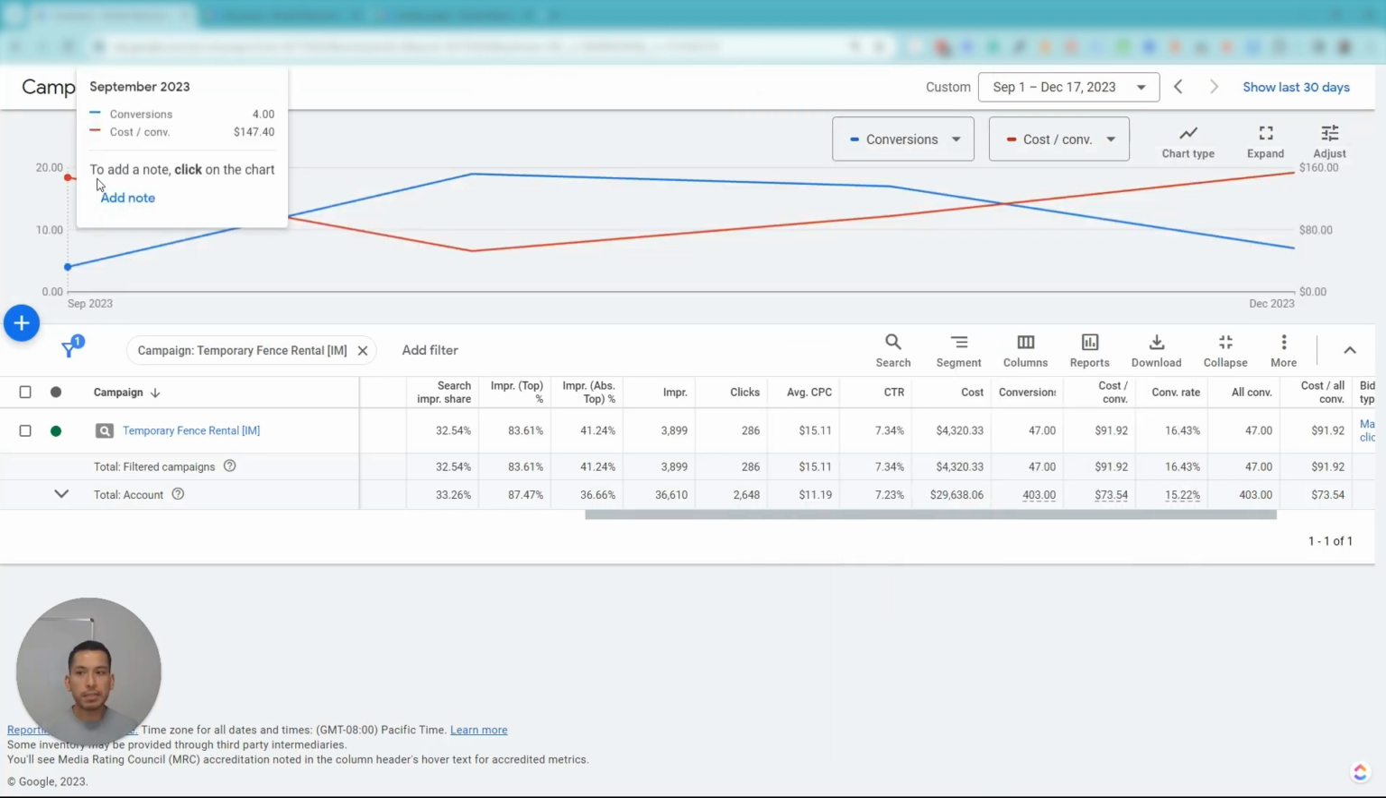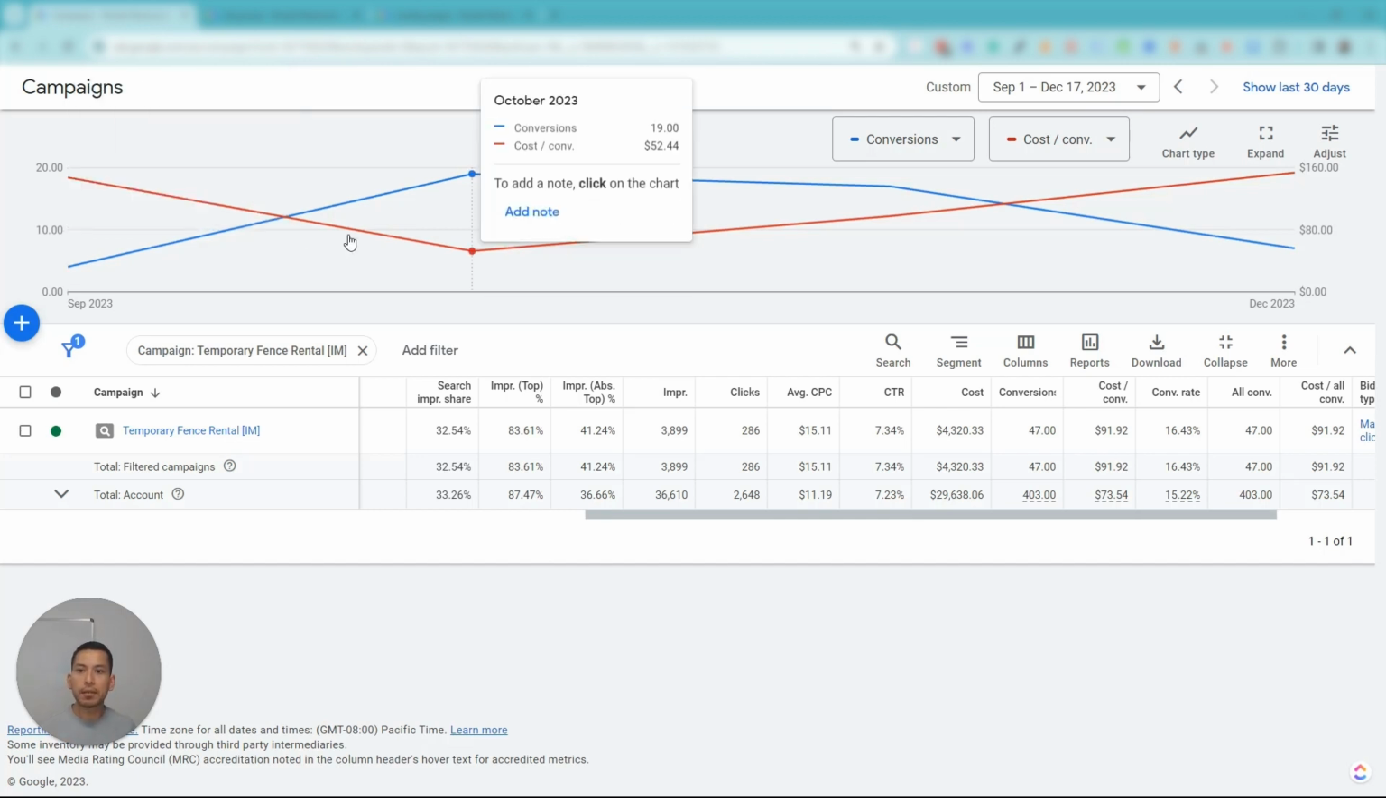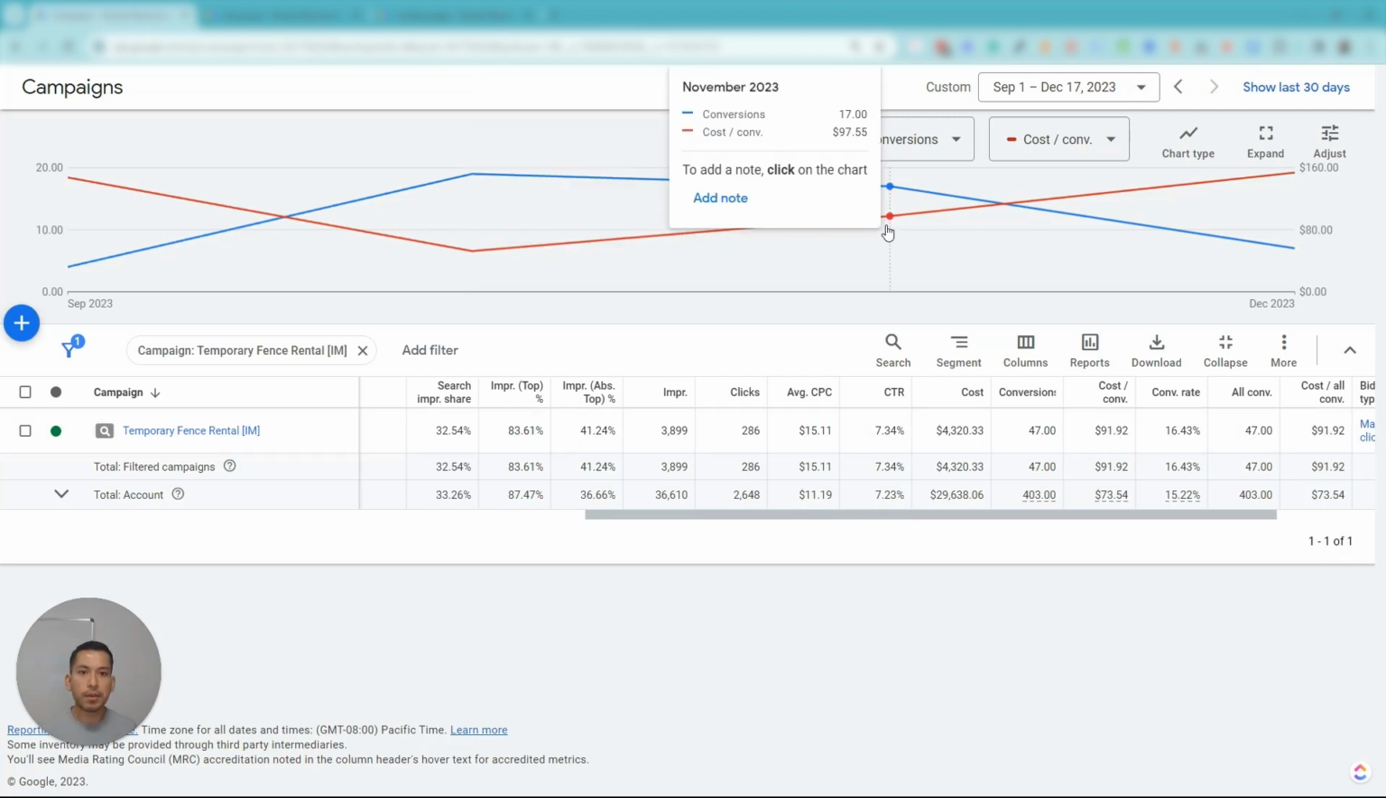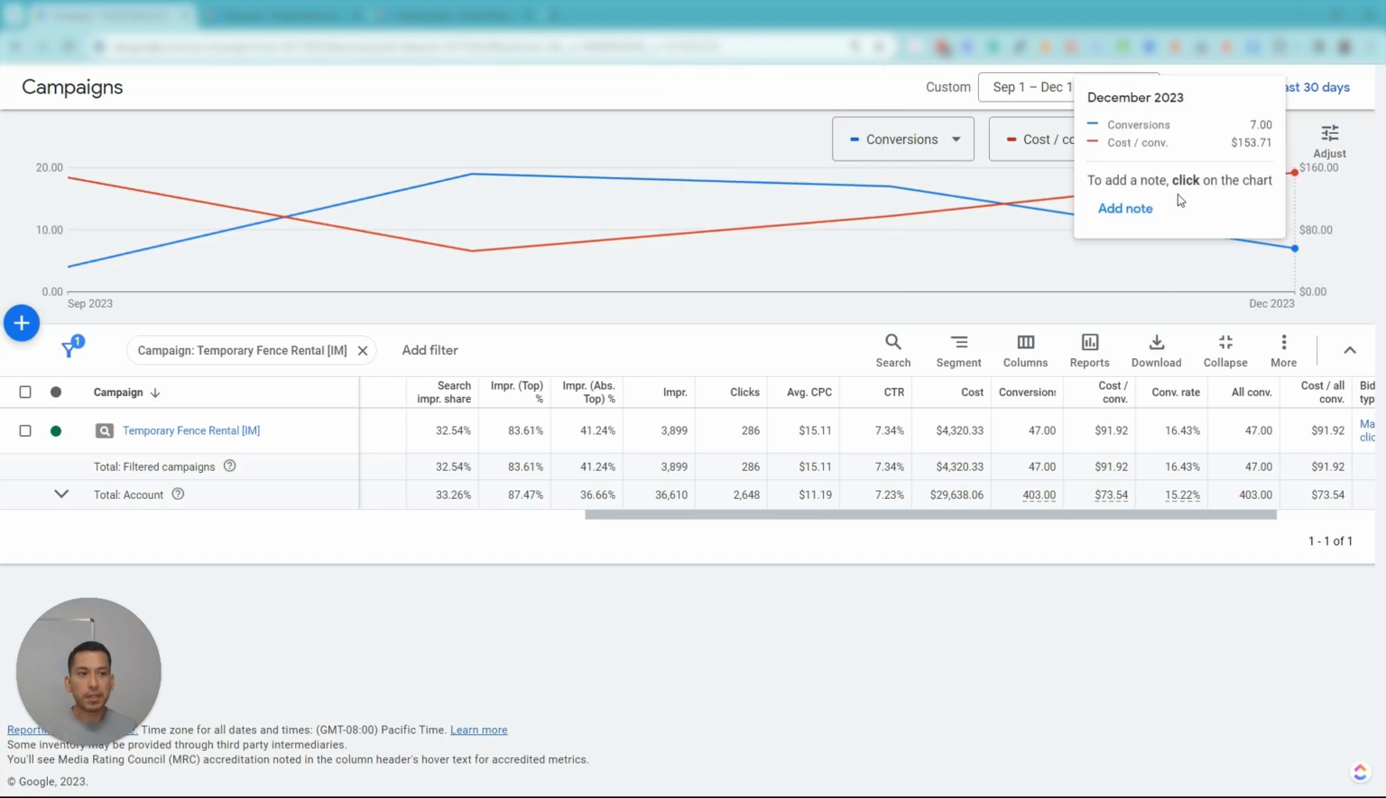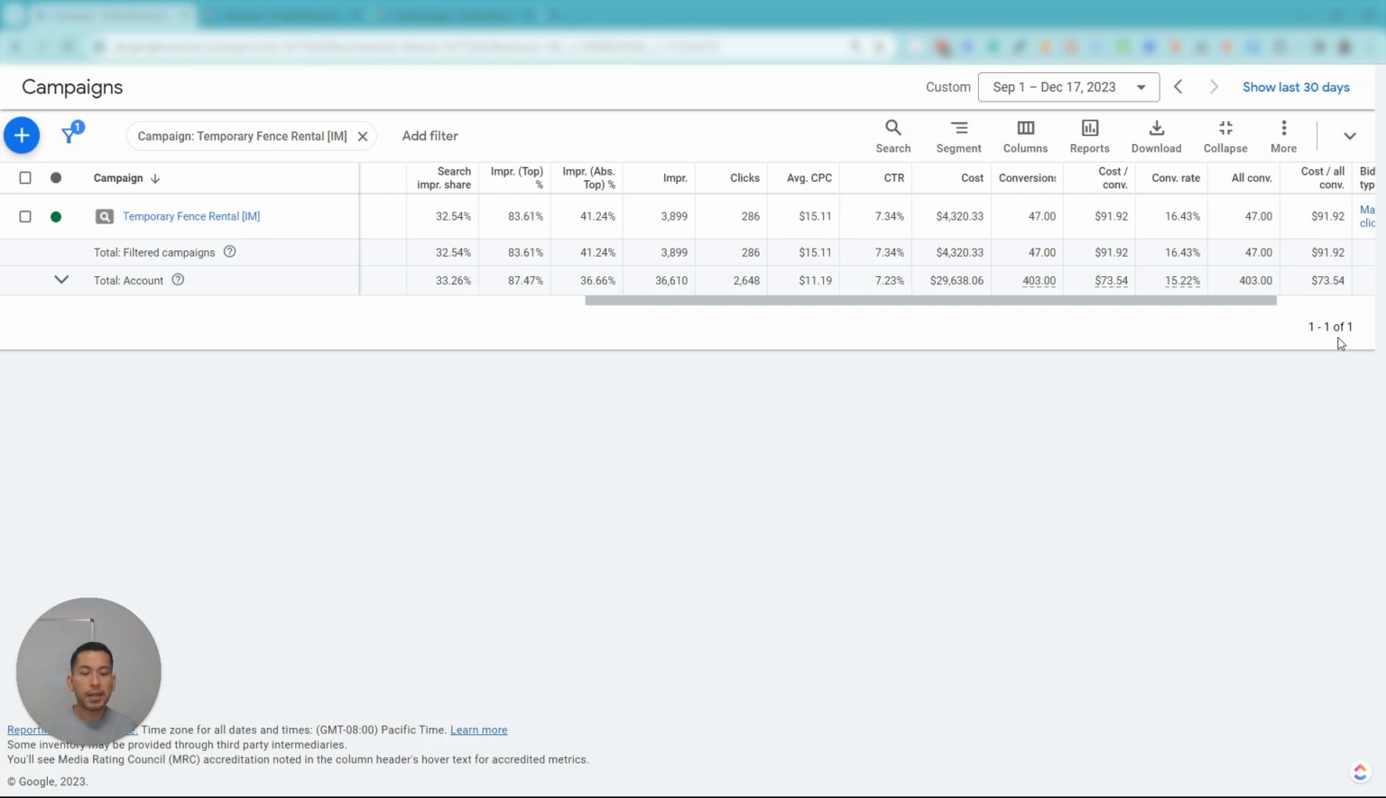So the first month, really expensive, right? The algorithm's learning, we're optimizing, we're tweaking, but then the next month we bring it down to $52.44, a lot better than $91, right? This is just taking everything into account. The next month, the cost per conversion went up to $97.55, and then the next month it was $153, which is where we're currently at now. We're still getting conversions, but it is the holidays, right? Not everyone's thinking about getting fences right. So that's going to explain, hopefully paint a better picture of what it is, $91.90.